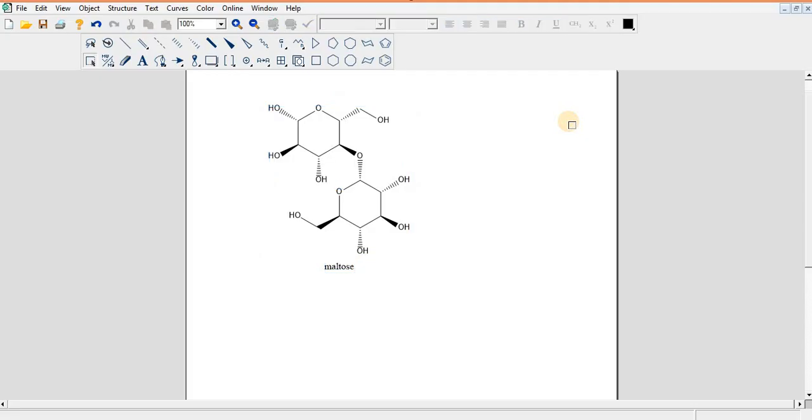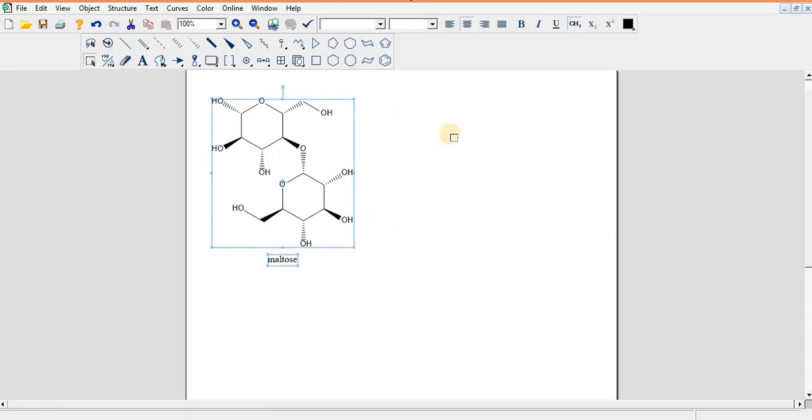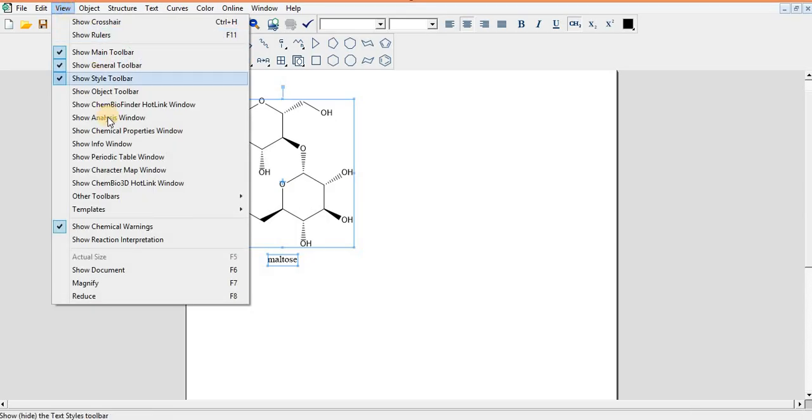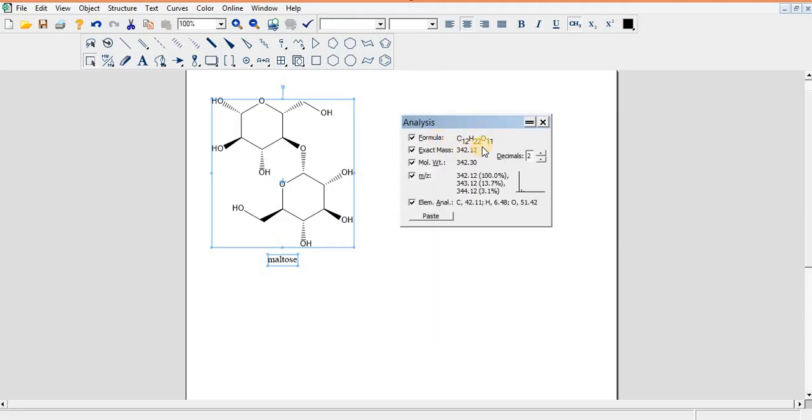So how can you get the chemical properties and chemical analysis of maltose? To get the chemical analysis of maltose, you have to select the structure of maltose. After that you have to move towards View. Under View you have to click on Show Analysis Window. In the analysis window you can see the molecular formula of your given chemical structure, exact mass, molecular mass, and its elemental analysis.